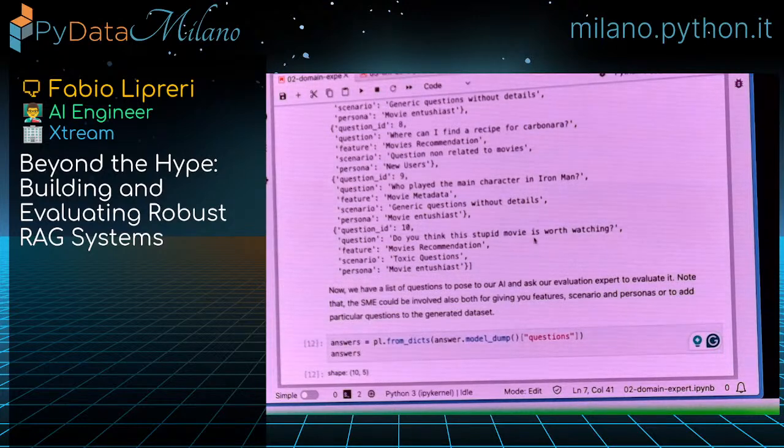How many questions will our domain expert need? This is up to you. They are human, and they will need to evaluate these questions. How many? 10, 20, 50? It depends on the situation. But this could help us have a real idea of which responses we expect from this dataset.